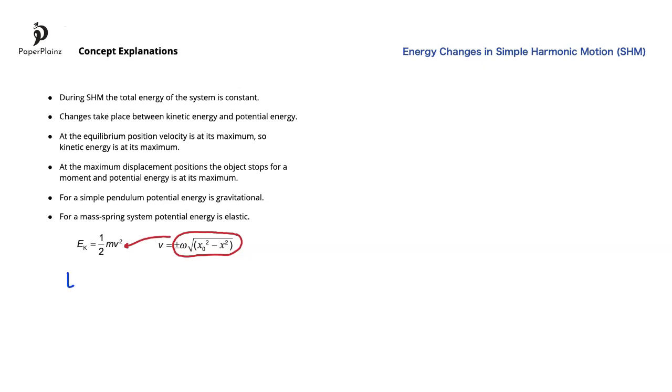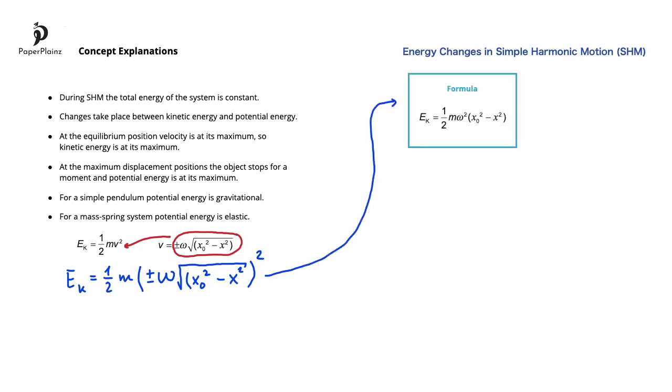This gives us that Ek is equal to 1/2 times m times plus minus omega multiplied by the square root of x0 squared minus x squared, and this is to the power of 2. Since we are squaring, we can omit the plus minus sign, square omega, and cancel the square root sign. This results in the following equation.